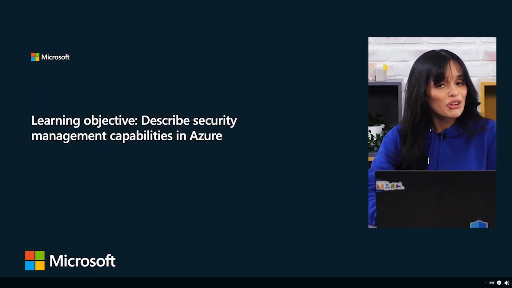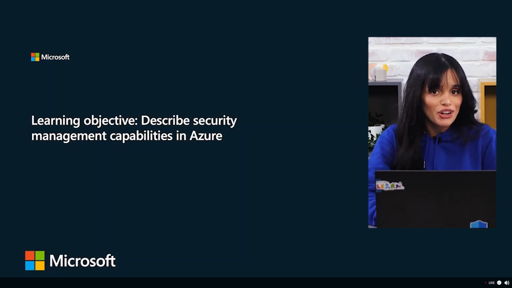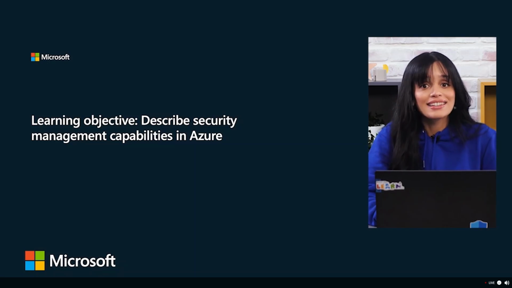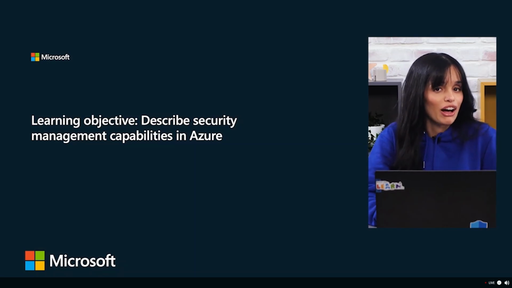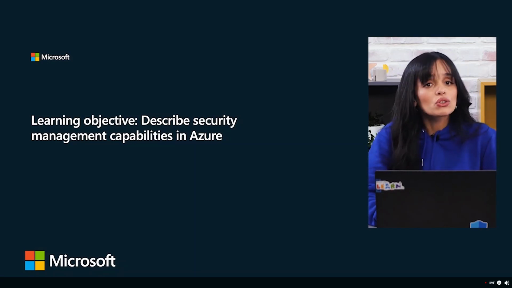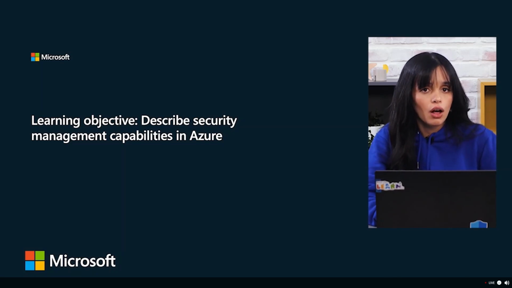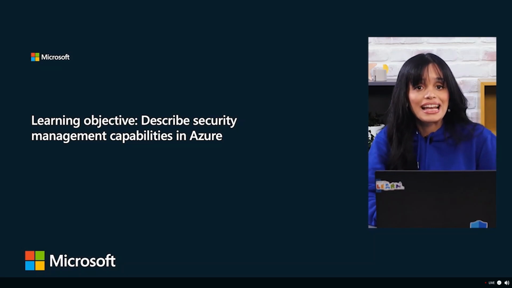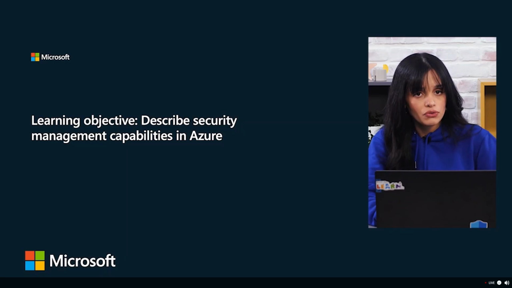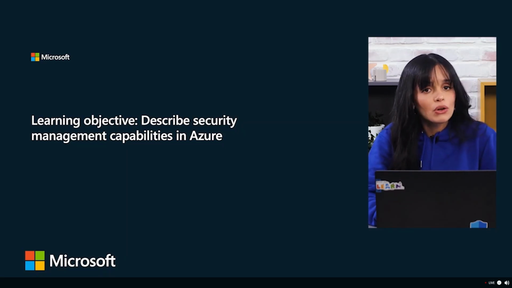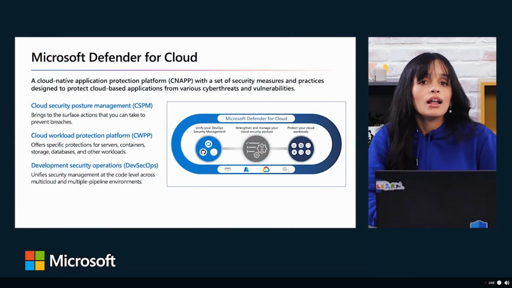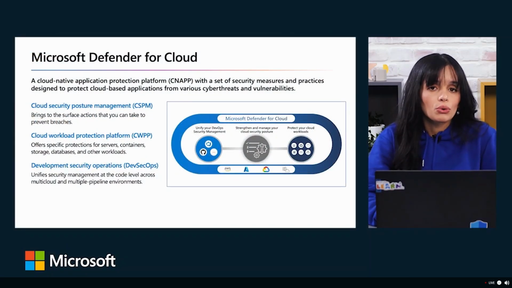Now that we have learned a little bit about core infrastructure security services in Azure, let's start with Lesson 2 and describe security management capabilities of Azure. In this lesson, we will talk about Microsoft Defender for Cloud and Azure policies. Then we move on to talking about Cloud Security Posture Management and Cloud Workload Protection Platform. And finally, we will talk about Development Security Operations. Let's start with Microsoft Defender for Cloud.